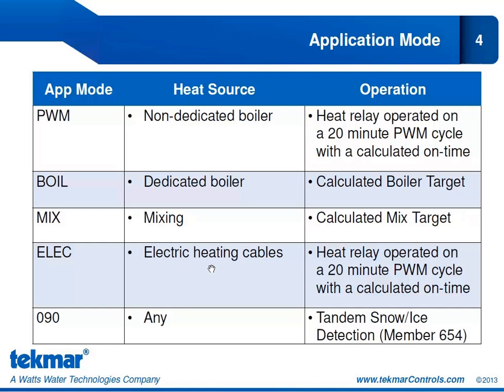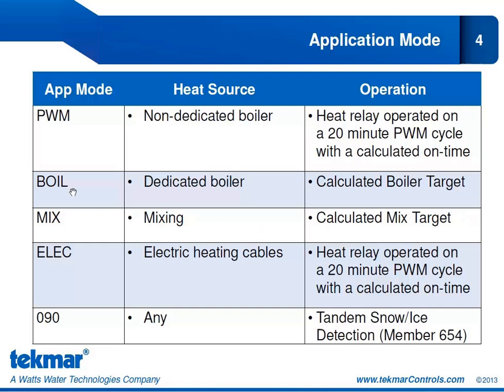In this case, the control would operate the heat relay on a 20-minute cycle with a calculated on time. Application mode mix is selected if the 654 is operating a mixing device. Your options for that are the 0 to 10 volt DC or the 4 to 20 milliamp analog output to operate the mixing device. In this case, the system is going to operate to maintain the calculated mix target.